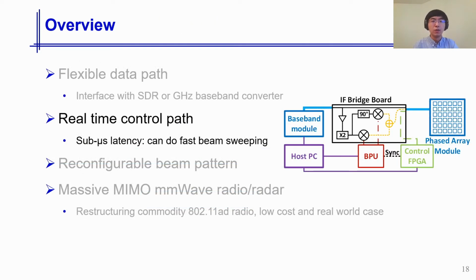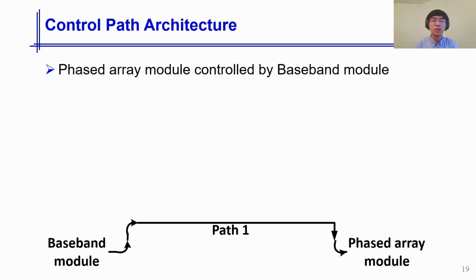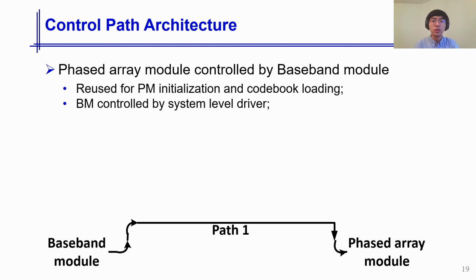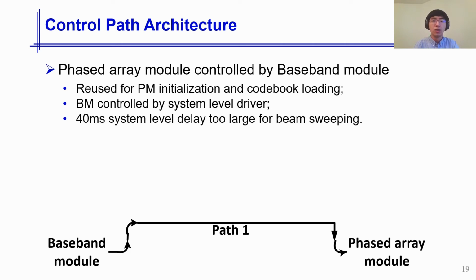The control path of MCube is generating commands to control the beam patterns of the phase array with low latency. Control commands can be sent from the existing baseband module on the commodity mmWave radio, but this will introduce around 40 millisecond system-level delay, which is too long for beam swapping. As an example, scanning 32 beams will take around 1 second, but what we want is sub-microsecond level latency.